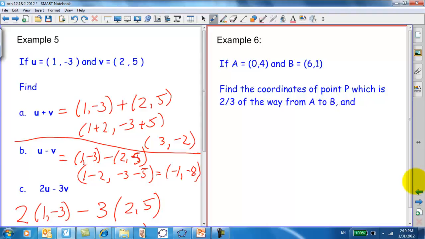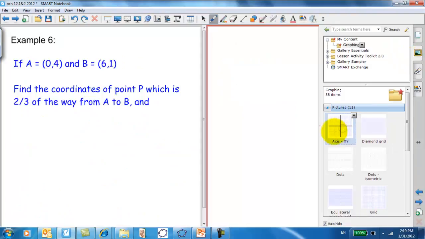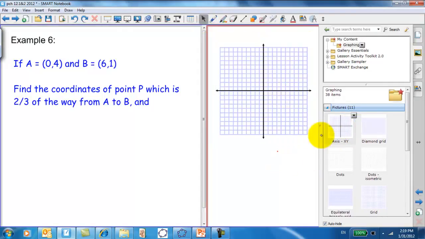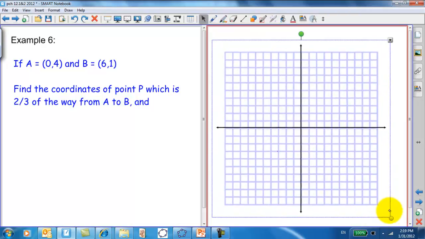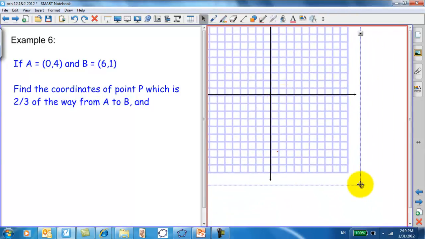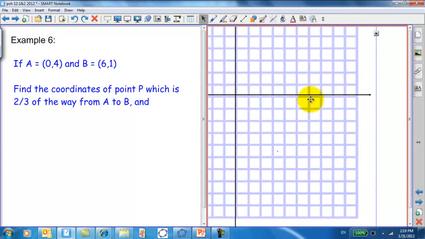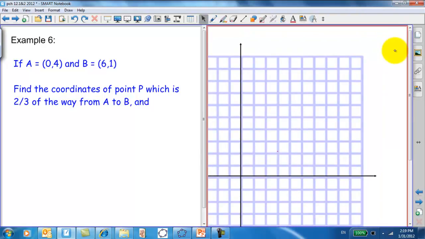Well, let's try and get an idea on this on our piece of graph paper. Here's some graph paper. Let's make it a little bigger. We want to focus on this quadrant here. And so here's our points. We got a point here at (0, 4), and we got a point at (6, 1).